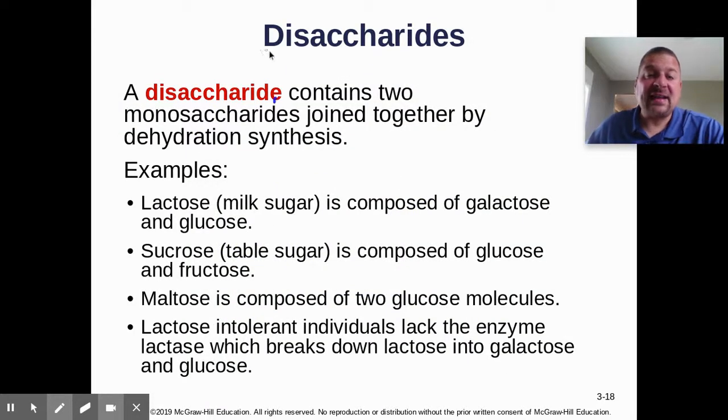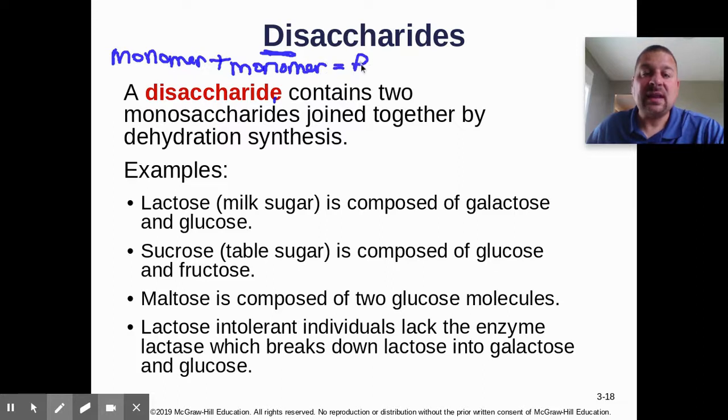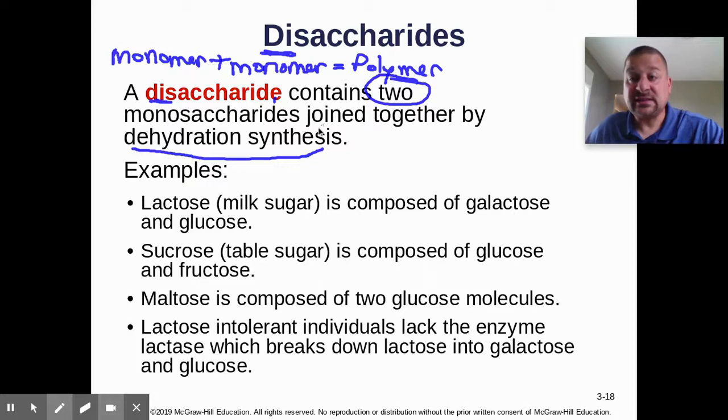Next is disaccharides. You remember in the last video, we talked about taking a monomer and combining it with another monomer to get a polymer. In this case, we take two monosaccharides together and get a polymer called a disaccharide. Di means two monosaccharides joined together by dehydration synthesis, and we'll look at that in a minute.